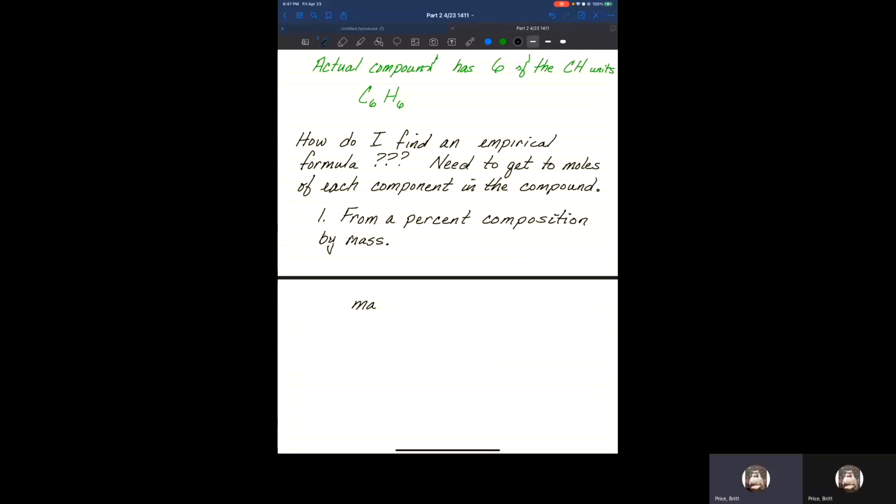Whenever you have a percent composition, it's always part divided by the whole. So a mass percent is going to be mass of the part divided by mass of the whole times 100.